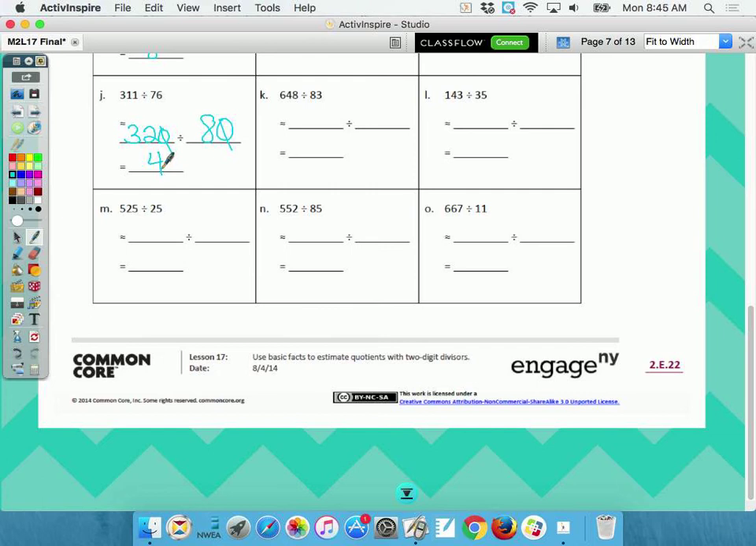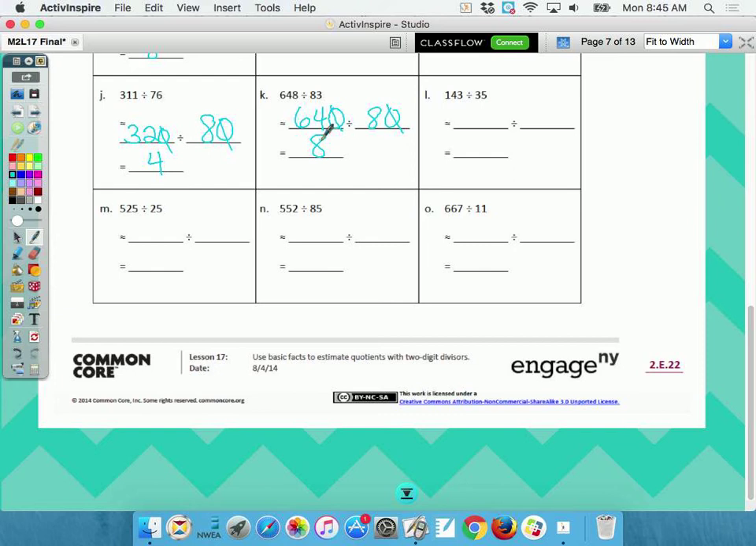Okay, 83 rounds to 80. 650. All right, so 640. So are you just looking at the first two digits in this number to help make your decision? Yes. That's what I'm doing, and finding one that's close. You can ignore the third digit for this activity.